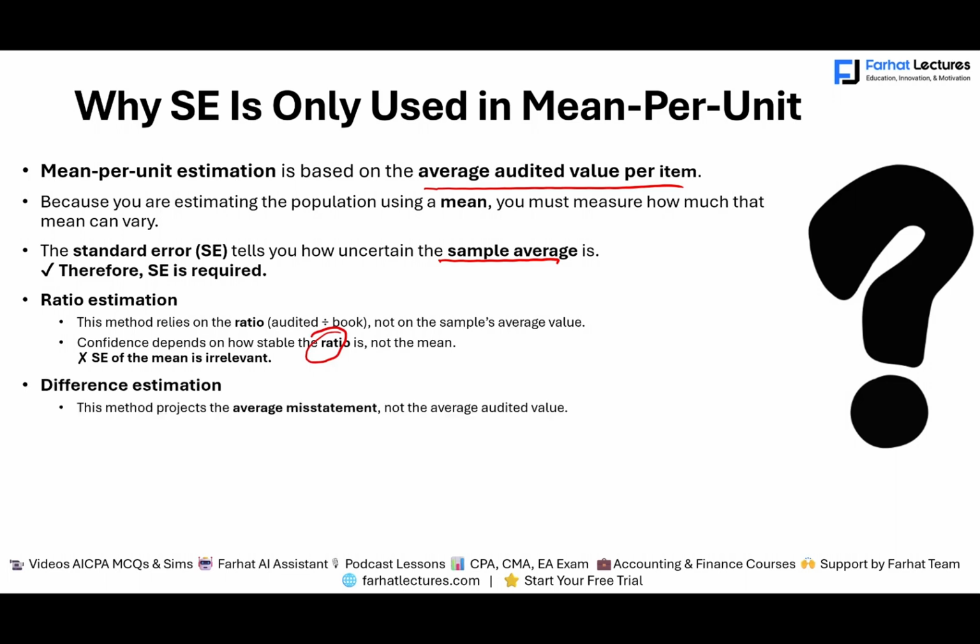Difference estimation, what we did is we took this method, which projects the average misstatement, which happens to be for us 40,000, not the average audited value. What does that mean? It means uncertainty comes from the variation in the misstatement, not from the SE of the mean. Therefore, the SE is not used. So this way you know why we did not project an upper and lower bound.